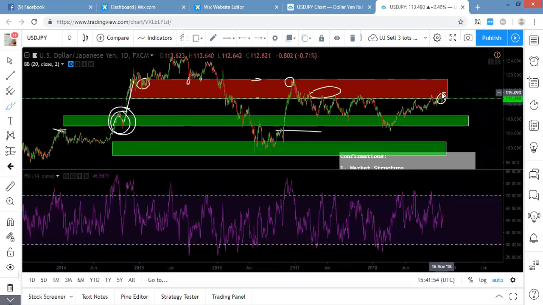So which support level is more relevant, 1 or 2? So here's support level 1, and here is support level number 2. Which is going to be the most relevant for where we're trading today?